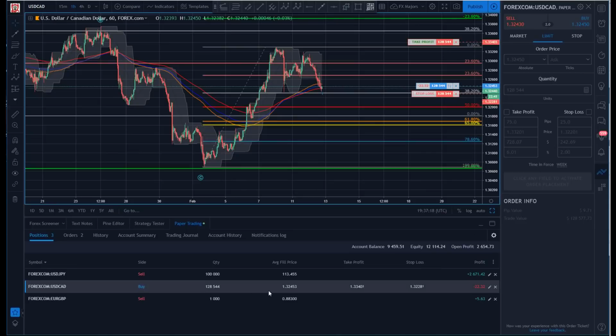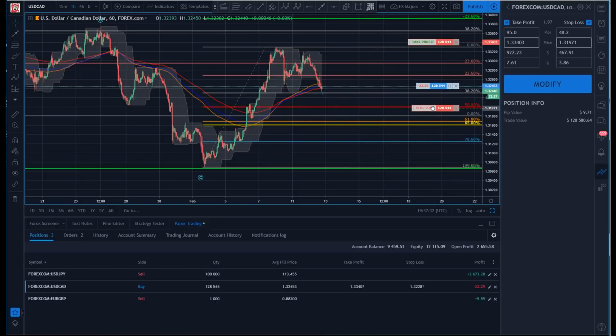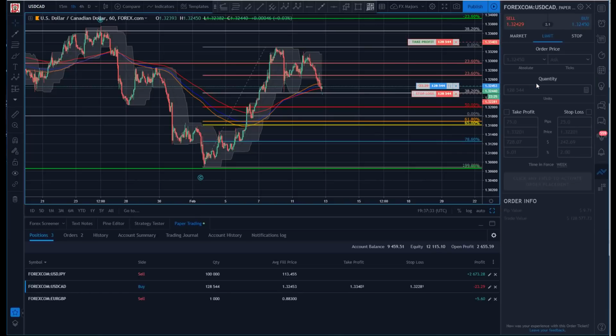All right, so I can see it down here, right? Here's my take profit, here's my position, I'm a buyer. Here's my price, here's my profit, here's my stop. Now if I want to back this off for whatever reason, I want to get under the 50, do I want to modify that?